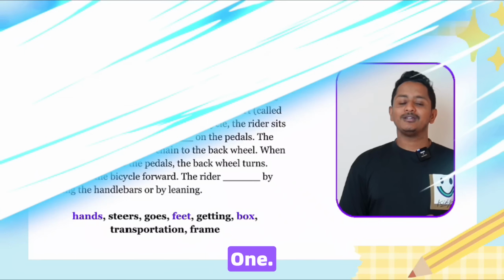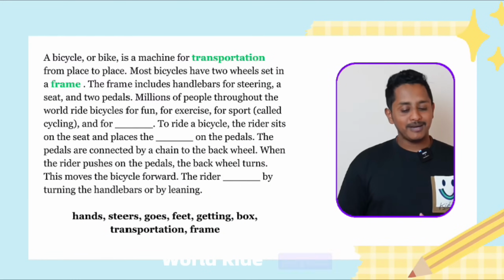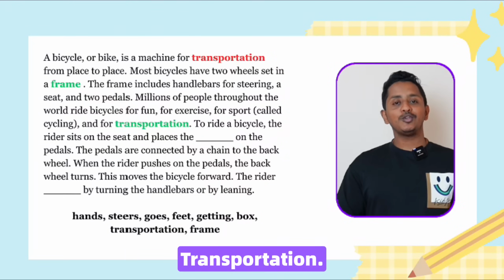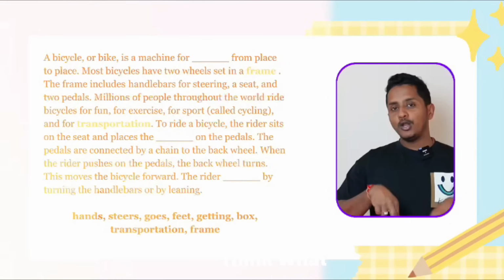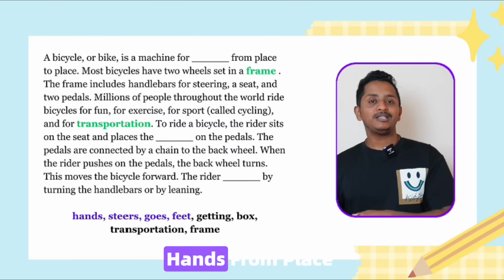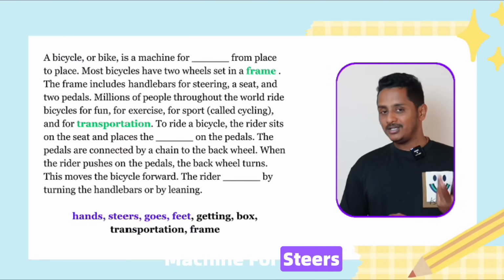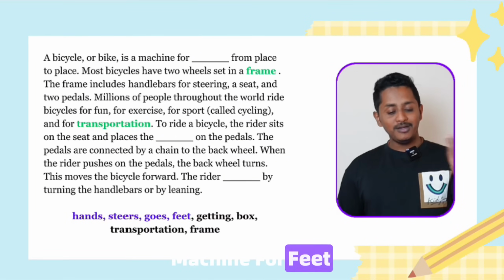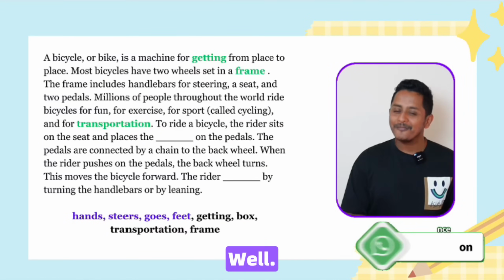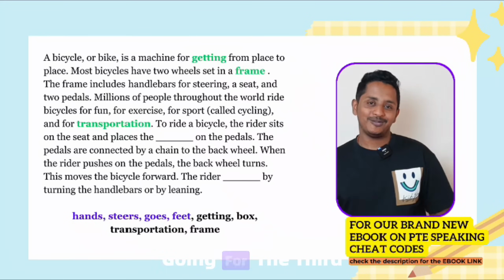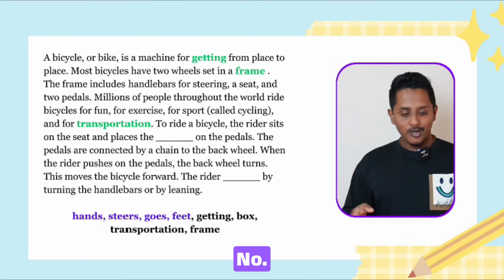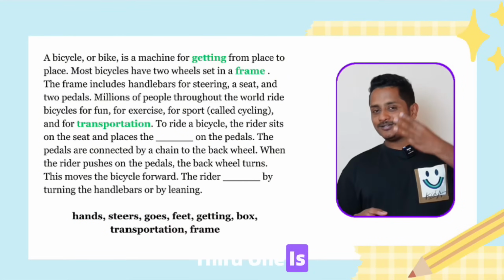Transportation comes to the third one. "Millions of people throughout the world ride bicycles for fun, exercise, sport, and for transporting things," transportation. Then how about the first one? Now think what other word fits in. "A bicycle or a bike is a machine for hands from place to place," "a machine for steers," "machine for goes," "machine for feet," "machine for getting from place to place." Makes perfect sense as well. Now getting is not going for the third one. "And for getting" what? Getting one ice cream? No. So the first one is getting, the third one is transportation.